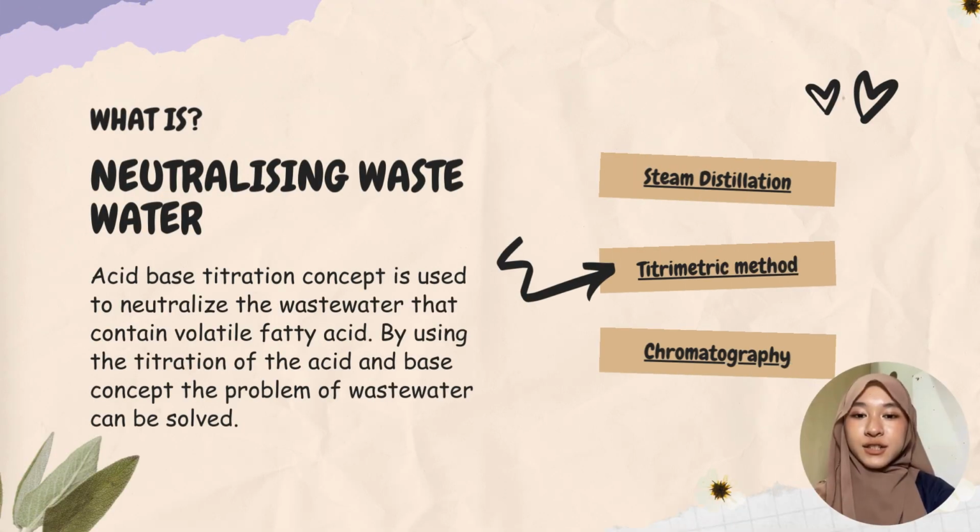Next, what is neutralizing wastewater? The acid-base titration concept is used to neutralize the wastewater that contains volatile fatty acid. By using the titration of the acid and base concept, the problem of wastewater can be solved. Three examples of neutralizing wastewater aside from titration of an acid base are steam distillation, titrometric method, and chromatography.